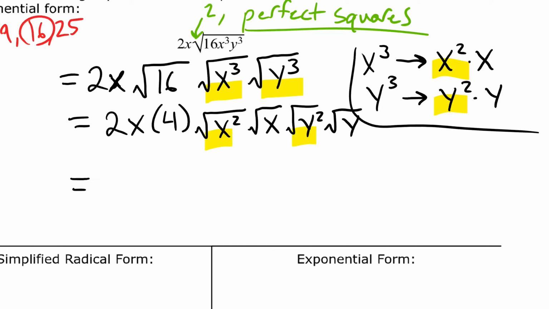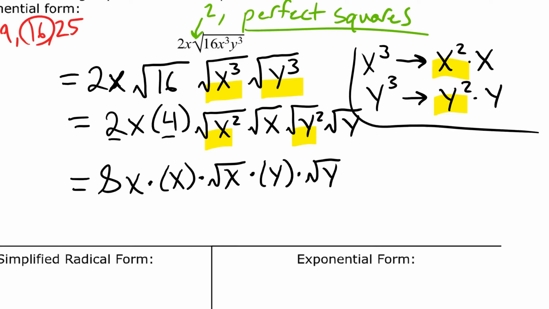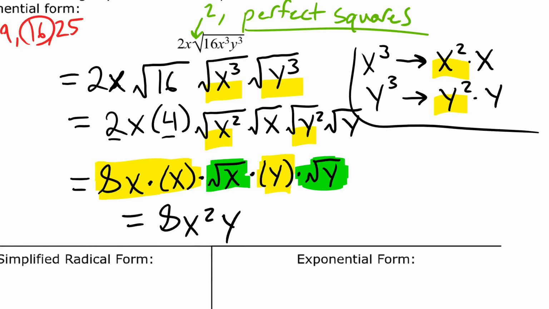So this will equal 2 times 4 is 8x times x times the square root of x, which we can't simplify, times y times the square root of y, which we also can't simplify. Now I'm going to multiply everything that's not underneath a radical together on this next step. And then I'm going to combine these two radicals as well for the last step. This equals 8 times x is 8x squared. We also have to multiply that by y times the square root of xy.